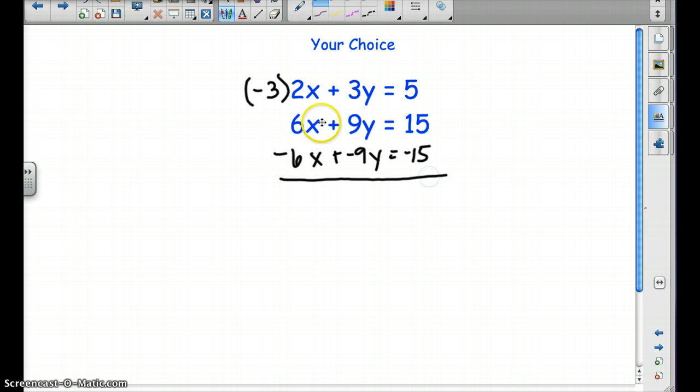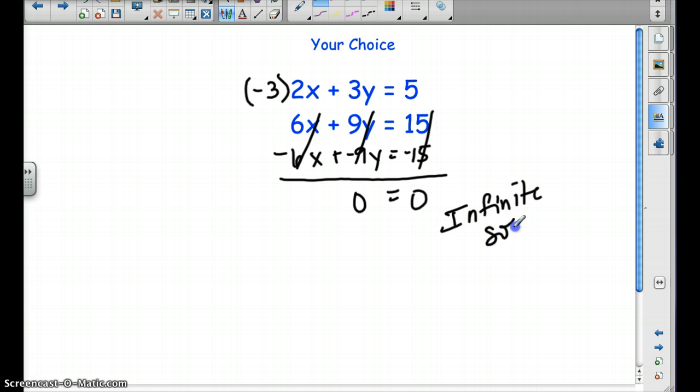So if you notice in this case, my x's and my y's cancel out, and my 15s. So 0 equals 0. Is that a true statement? Yes, it is. So when this is a true statement, it's infinite solutions. Infinite solutions.